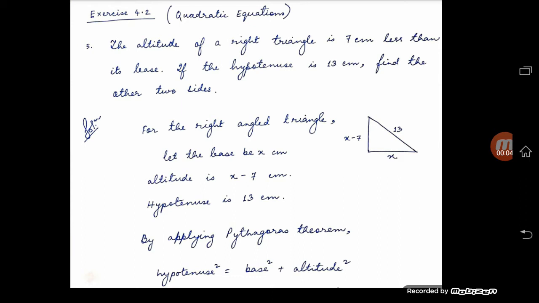We are going to learn about quadratic equations. It is chapter number 4 from the NCERT textbook of class 10. So today let us see the first question.